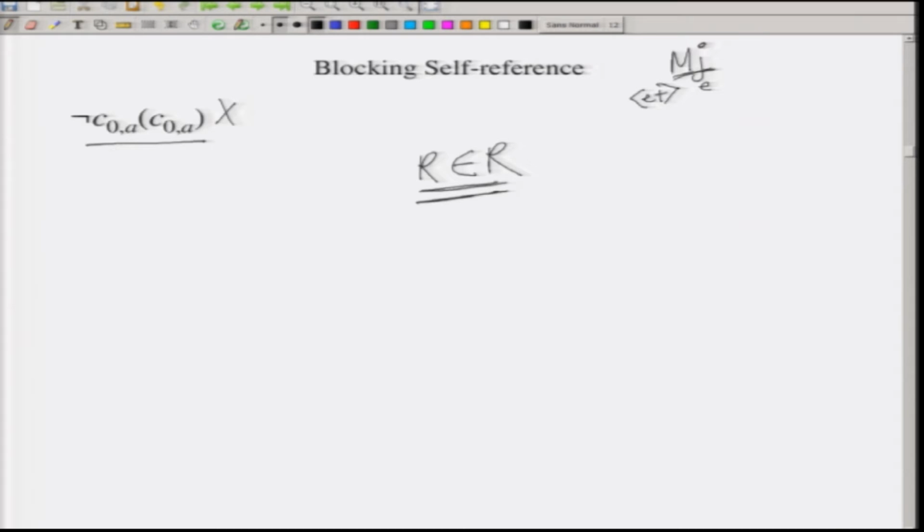They are the same type. Suppose the type of this is A and this is A. So this construction is kind of banned. That is the reason Russell's paradox is blocked. We are doing lambda calculus.